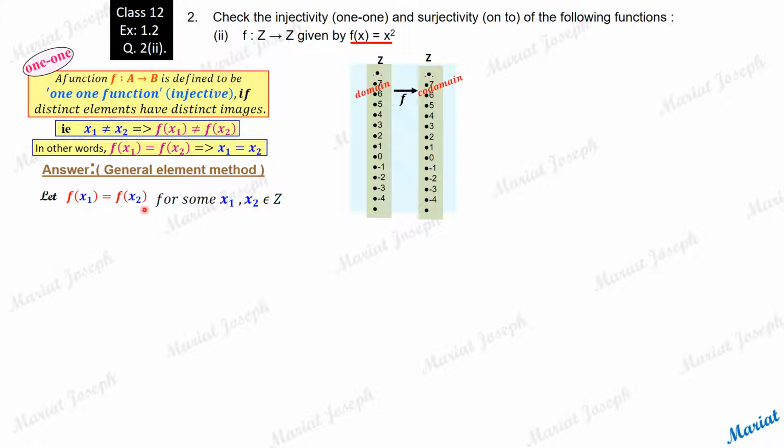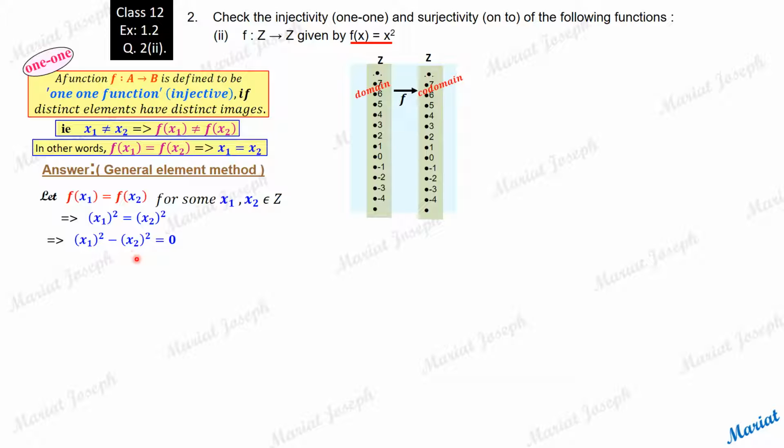f of x1 equal to f of x2. That means f of x1 is x1 square, f of x2 is x2 square. So this equation means x1 square is equal to x2 square. Be careful. Don't simply take off the squares and say x1 equal to x2, which may not be true. So we go ahead simplifying this equation. x1 square minus x2 square is equal to 0.